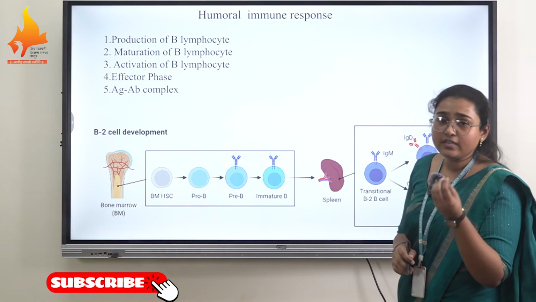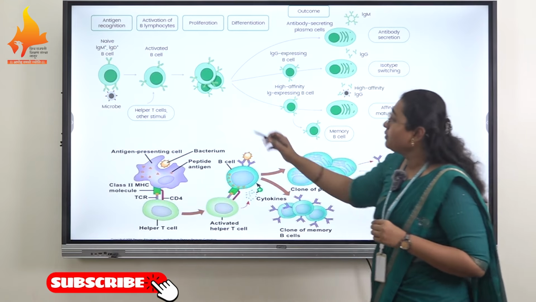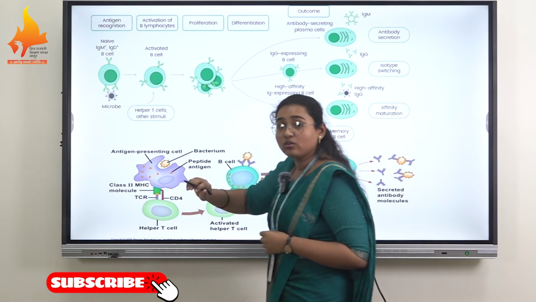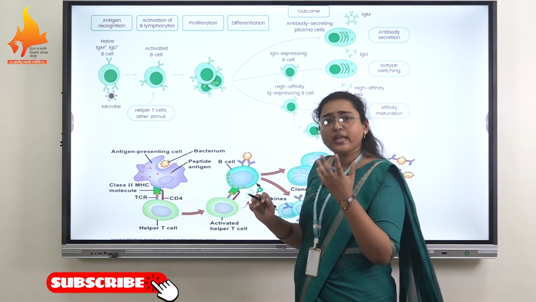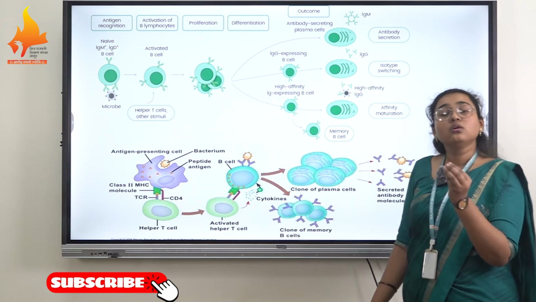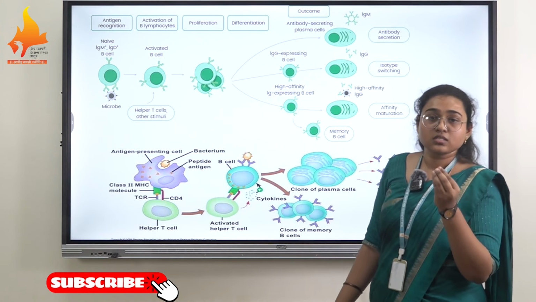Activation of B cells can be done by two methods: one by actual interaction with the microbe, the pathogen, or the antigen, and second with the help of the T helper cell. So first, take the example of the cell being activated by direct interaction with the microbe. Upon activation, these cells undergo clonal proliferation and clonal selection.